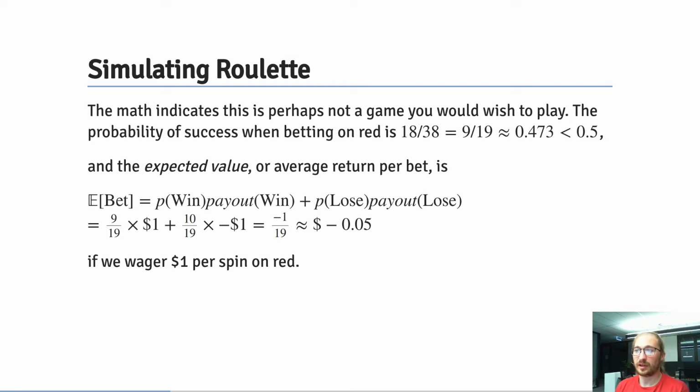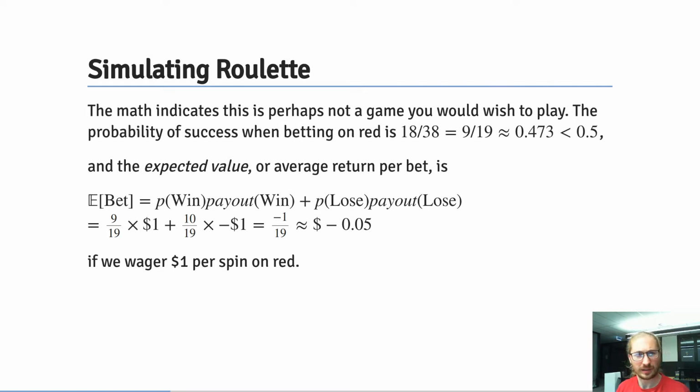So the likelihood of me winning was 9/19. If I wager $1 and I get red, I win $1, so my bankroll increases by $1, plus the probability of a loss, which is 10/19, times the payout to me if I lose, which is negative $1 because I have to give the casino $1. We multiply that all out, and we end up with minus 1/19, or approximately minus 5 cents, if we assume we're wagering $1 each time. So what does that mean? It means, on average, I stand to lose 5 cents a spin.